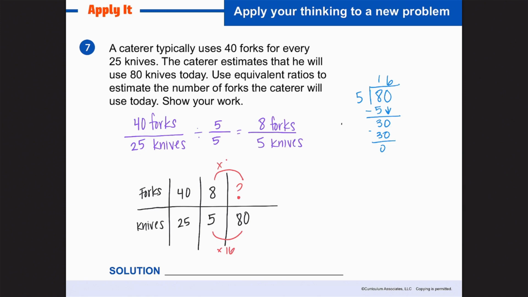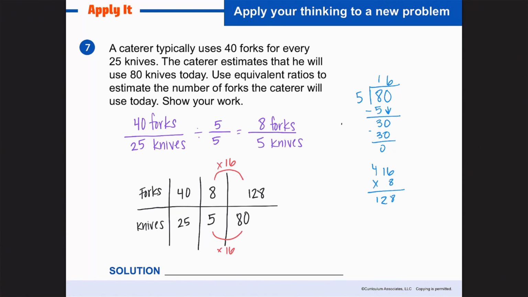I can do the same thing to make an equivalent ratio up here. So I'll be doing 8 times 16. Whoa, crazy multiplication right there. Let's fix that. Okay, 6 times 8 is 48. 8 times 1 is 8 plus 4 is 12. So I would come up with 128. So I would end up with 128 forks.